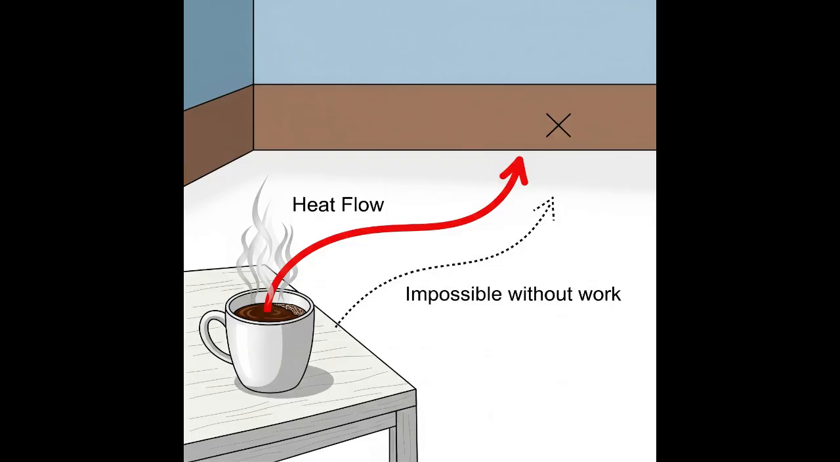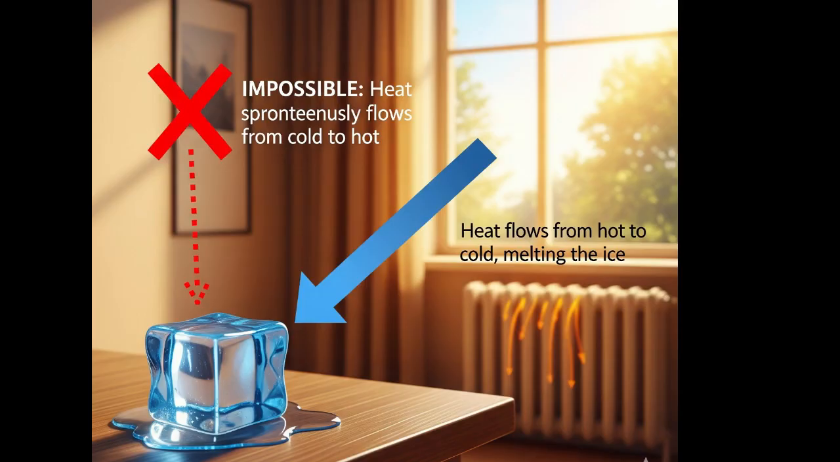What does this mean? It simply means that heat spontaneously flows from a hotter object to a colder object, never the other way around, without external work being done. You don't see ice cubes spontaneously heating up a room by getting colder themselves. This is a direct consequence of the second law.